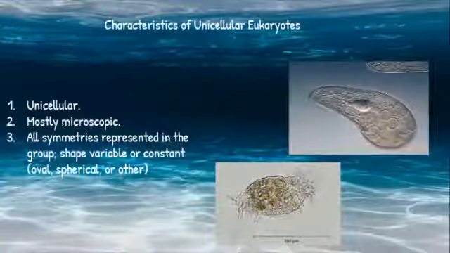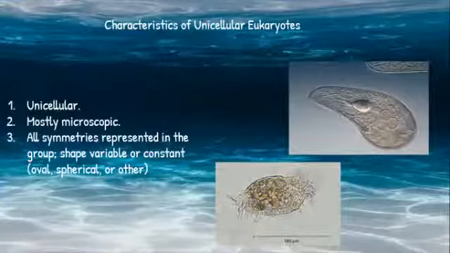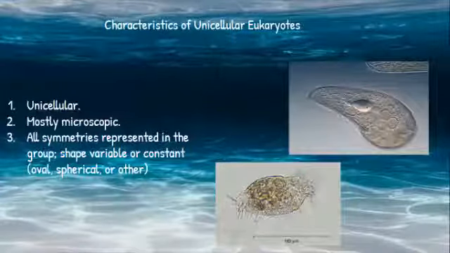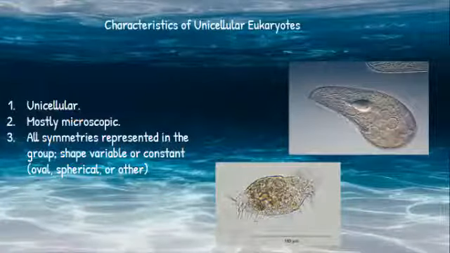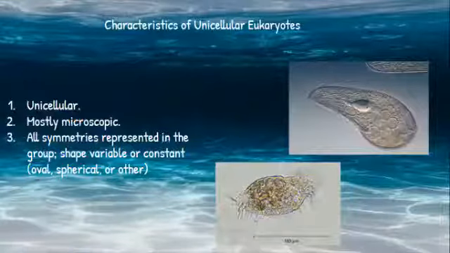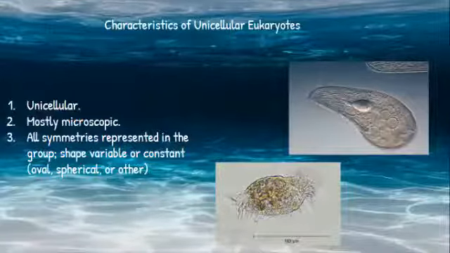Another is that they're mostly microscopic. Like the image we have here, the size is 180 picometers. It's really small, so we need to use microscopes to clearly see them. In this group, all symmetries are represented. The shapes are also variable or sometimes constant. We have ovals, spheres, and other shapes that we will see in further examples.